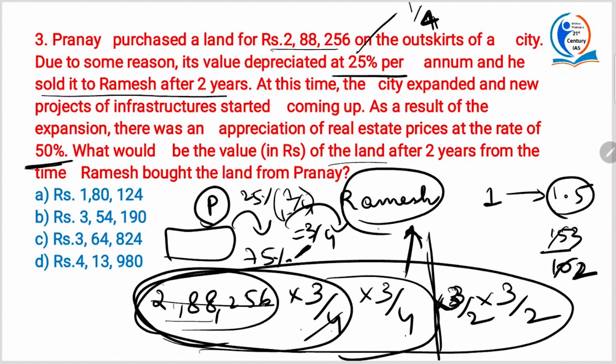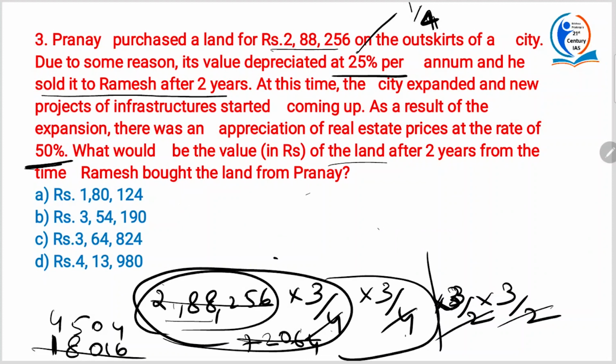So, what will you get? 4 1s are 4, 4 7s are 28, 4 2s are 8, 0, 4 6s are 24, 4 4s are 16. Now 4 1s are 4, 4 8s are 32, 0, then 16. Now again 4 table, 2 and 2 will get cancelled. 4 4s are 16, 2, 5, 0, 4. Now you have to calculate 4504 into 3 into 3 into 3, another 3.